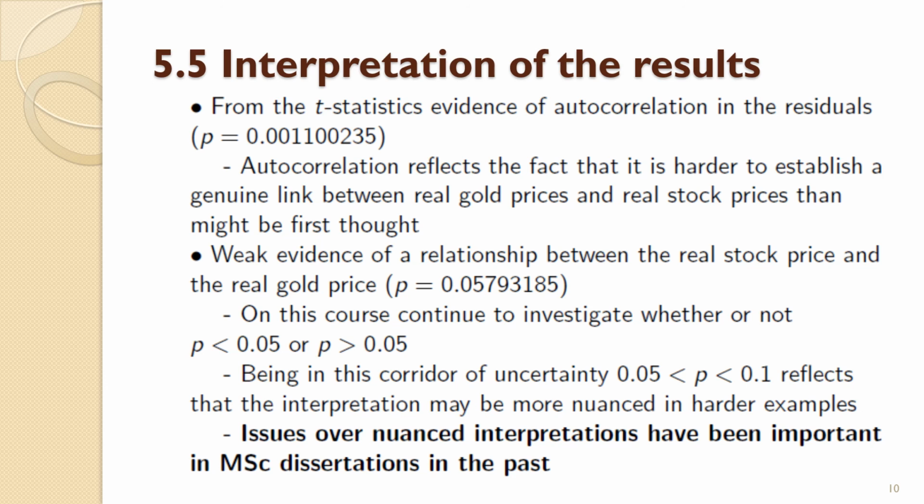Now, the standard way of interpreting this for a coursework or for the exam would just be to tell me whether or not p is less than 0.05 or greater than 0.05, but it's not necessarily always as nice and easy as this, and in this case we're in the corridor of uncertainty. Whilst you can still do very well on the coursework assignment by just telling me whether or not p is less than 0.05 or greater than 0.05, just beware that sometimes the interpretation of these things can be more nuanced with a real data example. I have, for instance, had an MSc dissertation student in the past who didn't do a great job of interpreting results that were weakly significant like this.